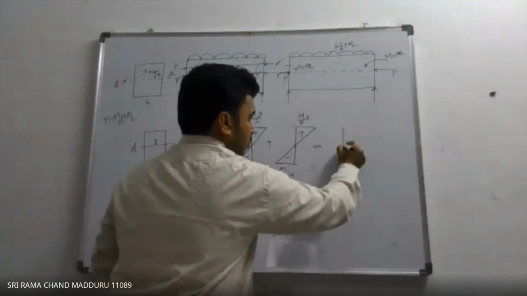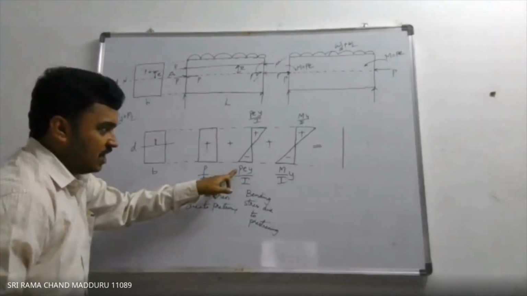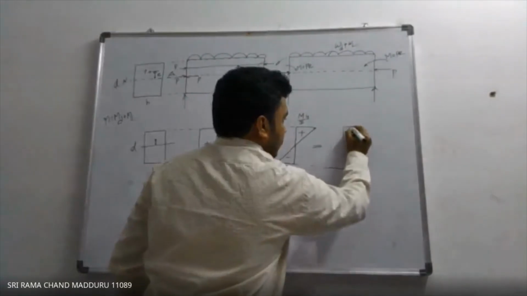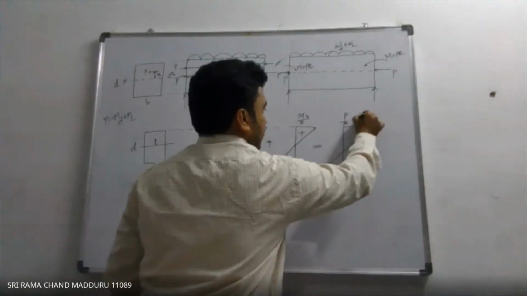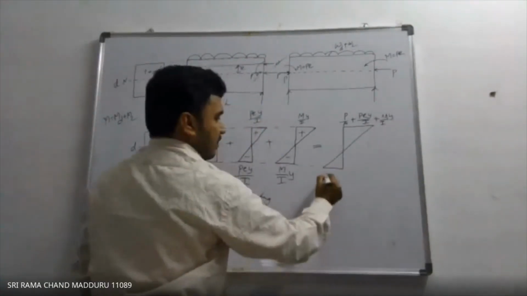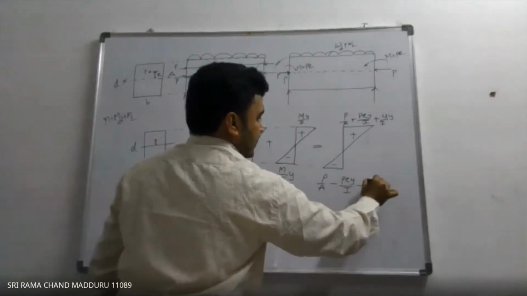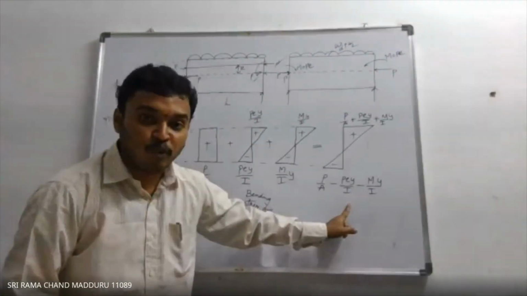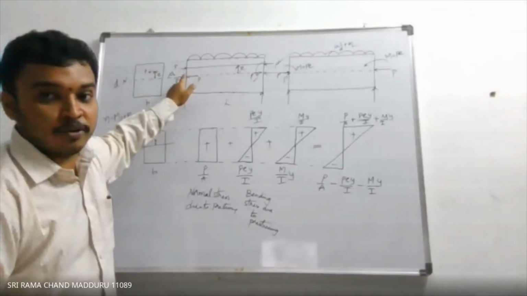Now try to draw this one. At the top fiber you get P by A minus P into E into Y by I minus M by I into Y, and most probably you will get negative at the bottom fiber, where it is P by A plus P into E into Y by I plus M by I into Y. The chances for negative are more in case of pre-stressing when it is done above the neutral axis.